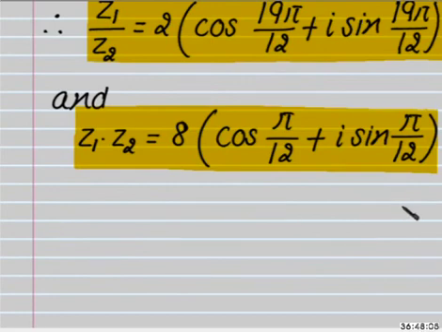Therefore, for the given example, for the given complex numbers Z1 and Z2, the product of Z1 and Z2, that is Z1 into Z2, is equal to 8 into cos pi by 12 plus iota sin pi by 12, and their quotient, that is Z1 upon Z2, is equal to 2 into cos 19 pi by 12 plus iota sin 19 pi by 12.